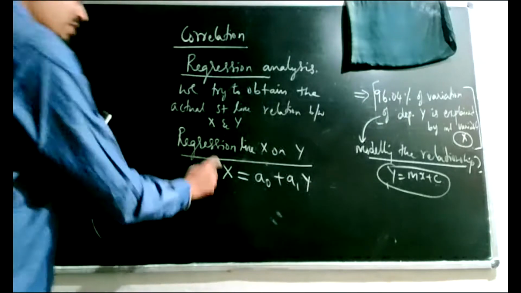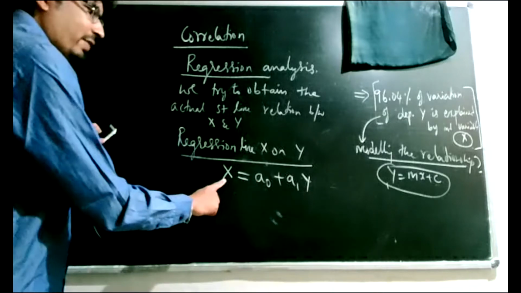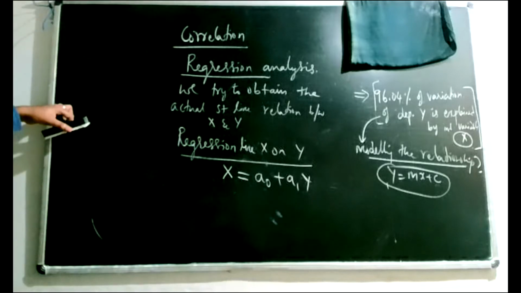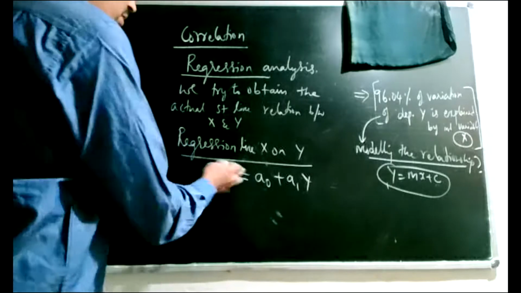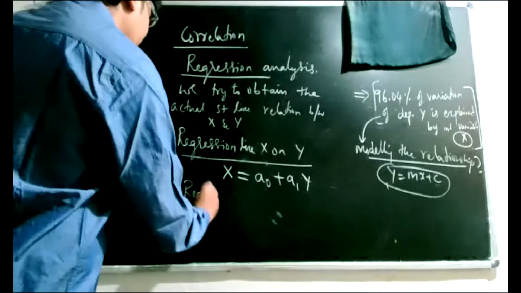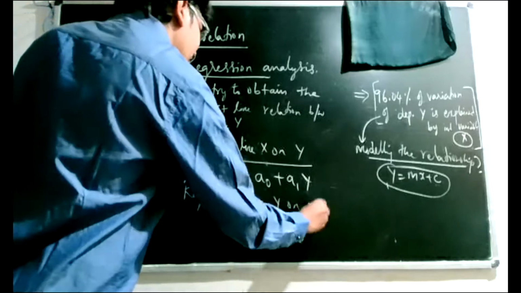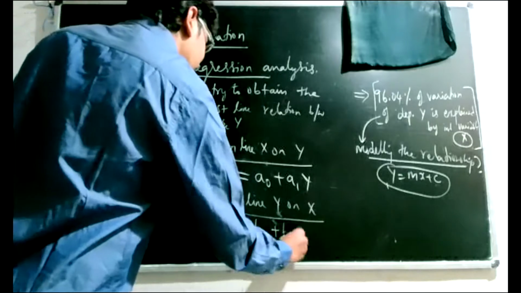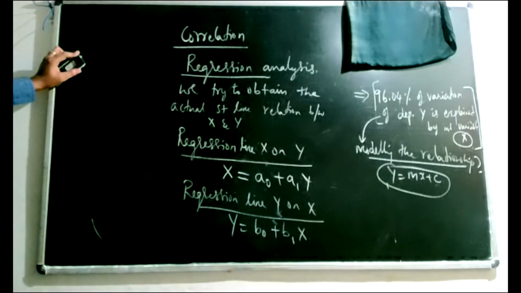So we use this regression equation whenever you want to obtain the value of x for a given specific value of y. And certainly, I could give you another form, that is the regression line for y on x. Now, since we are talking about only two variables, it is better you define your x as always the independent variable, y as always the dependent variable.